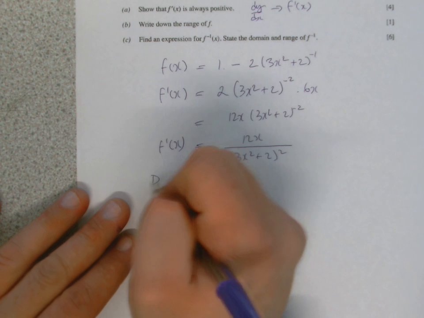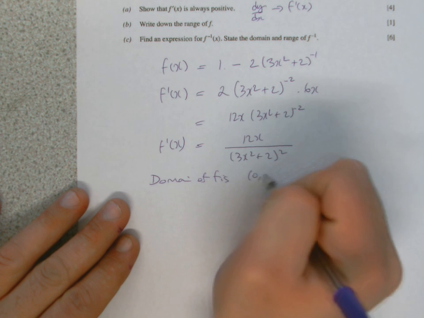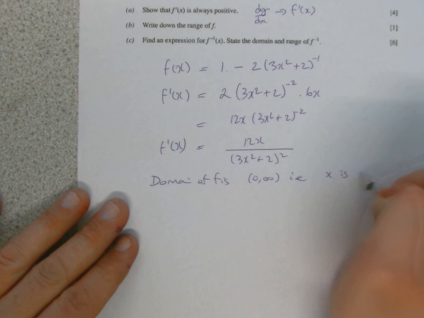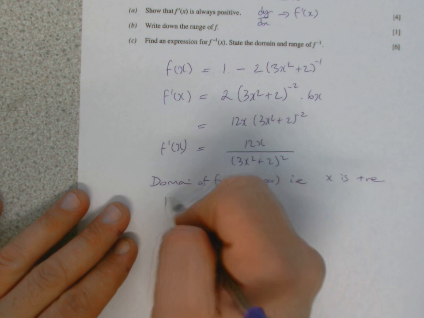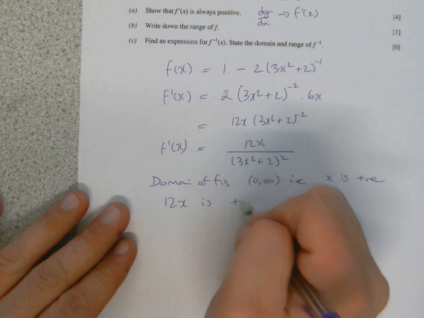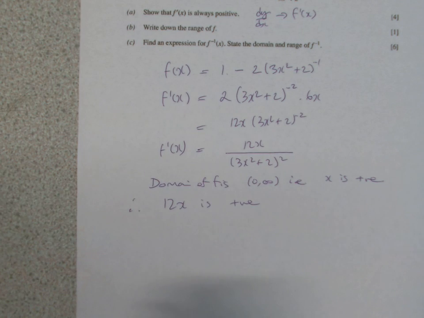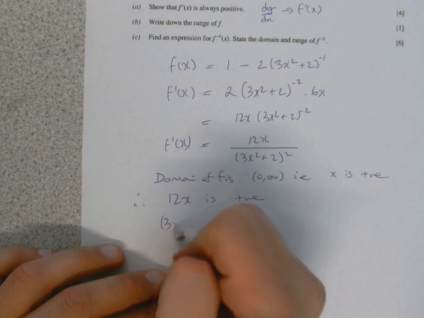So the domain of f is 0, infinity, i.e. x is positive. Now if x is positive, think about it, 12x will be positive, won't it? So we say therefore, if x is positive, 12x is positive. You're just timesing it by 12. It's going to make it even more positive. The bottom will also be positive because you're squaring.